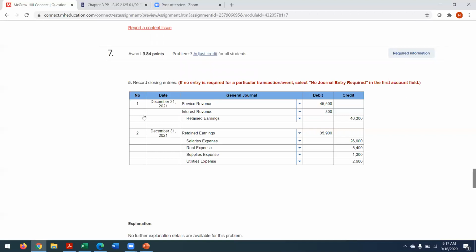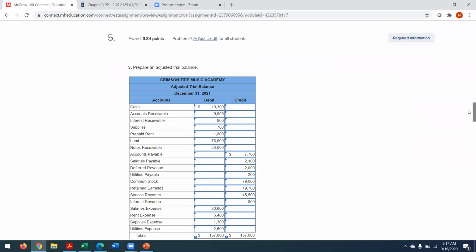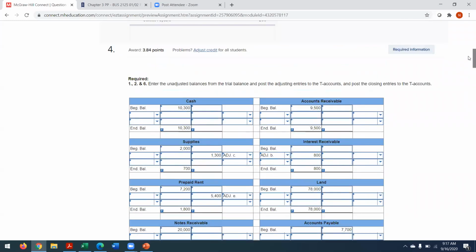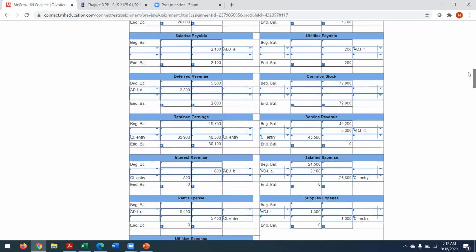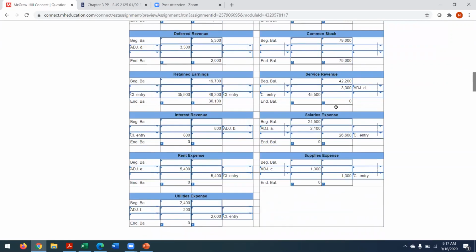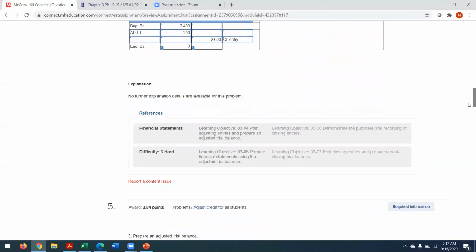Once we have prepared these closing journal entries, we can then post them to these accounts here. The only accounts that are affected would be retained earnings, which has a new balance, but our revenue and expense accounts are all zeroed out. Do you see? Our revenue is now zero. Our interest revenue is zero. All of our expenses must be zero so we can start the next period ready.